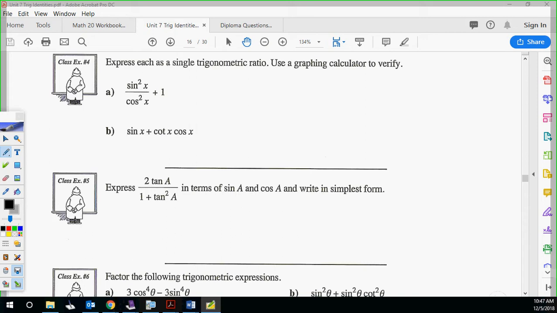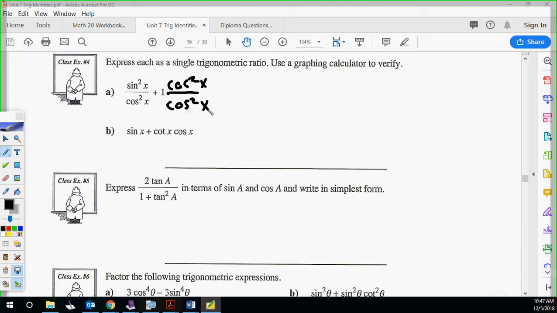So, again, that's where you got to kind of play with it a little bit. But one thing that I noticed right away is I want to get the fractions the same. If I write as a single, I want a single fraction. That's the way I think about it. So I'm going to go cos squared x over cos squared x. Immediately I notice that's something I kind of like.